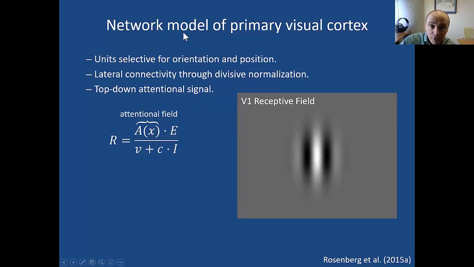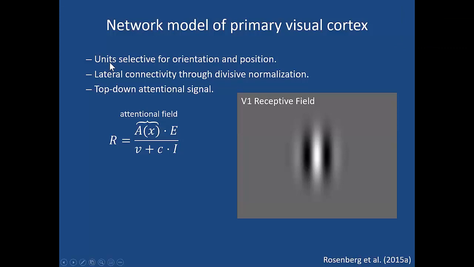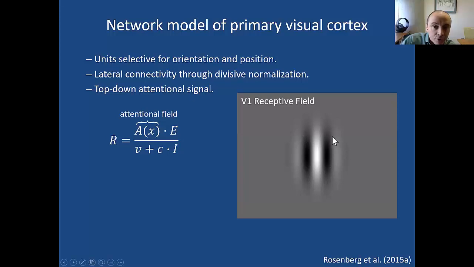We developed a neural network model of primary visual cortex. So this was a relatively straightforward model. Different units or model neurons were selected for orientation and position, just as they are in primary visual cortex. We implemented lateral connectivity through divisive normalization. So we have that equation that I showed you before: this feed-forward excitatory component divided by the divisive normalization signal. And we added one layer of complexity, which was a top-down attentional gain signal.